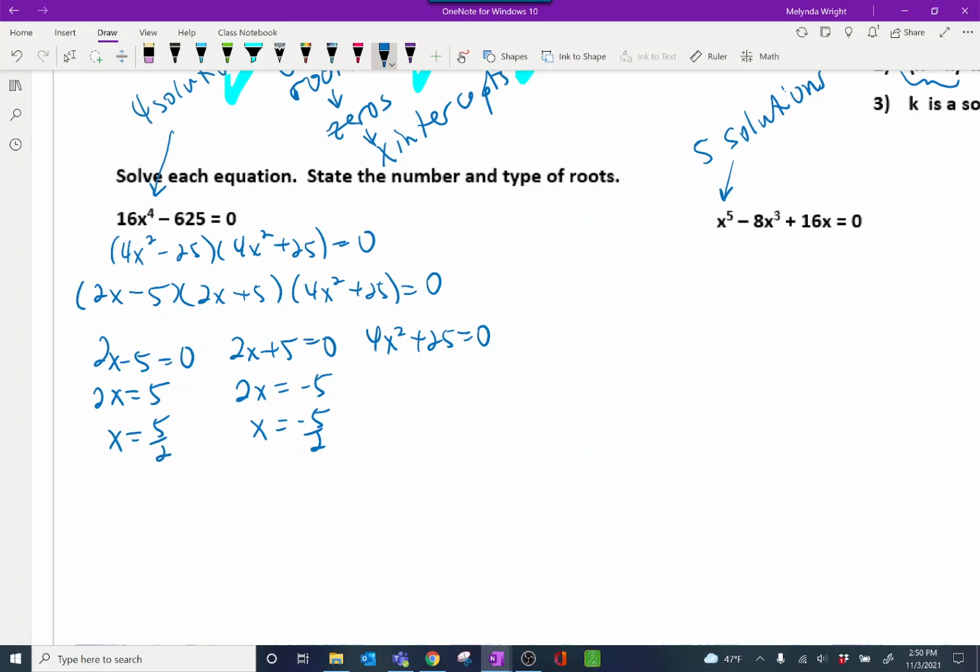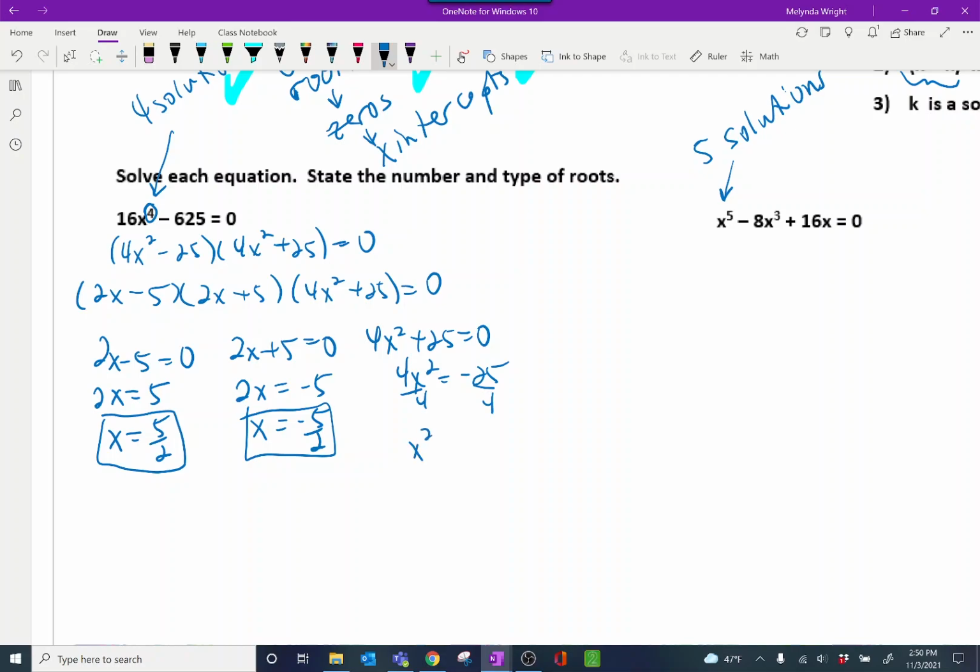Okay, so let's work on these 2 on the left. So 2x would be 5, or x would be 5 halves. Then we have 2x would be negative 5, or x would be negative 5 halves. So let's keep track. So I have 1 solution here, 1 solution here. I'm supposed to have 4. So I have 2 more. The other 2 I'm going to get from here.